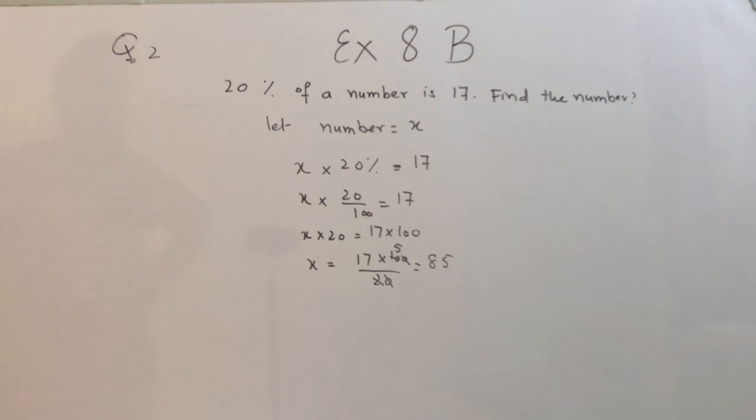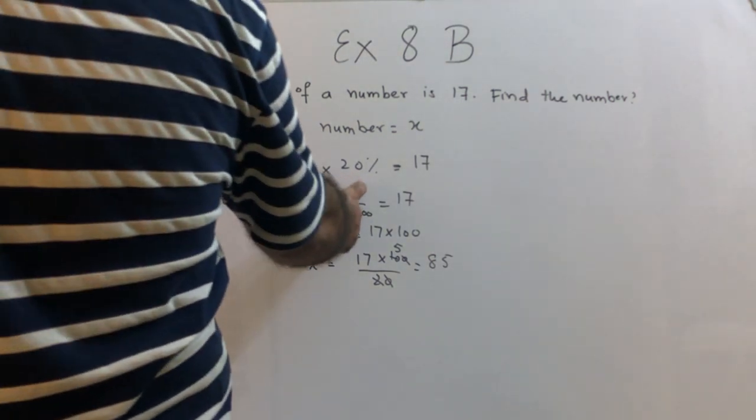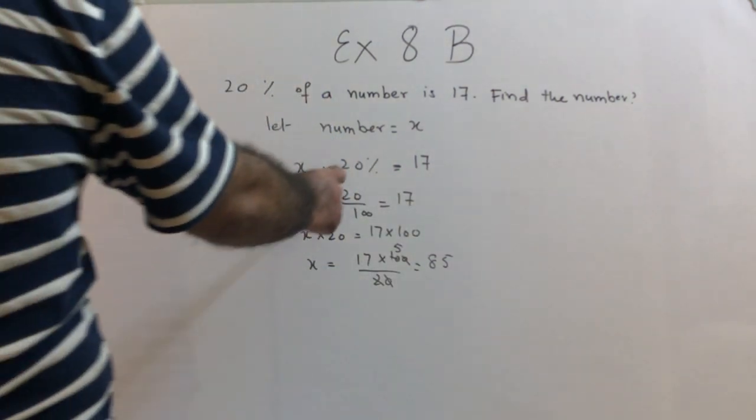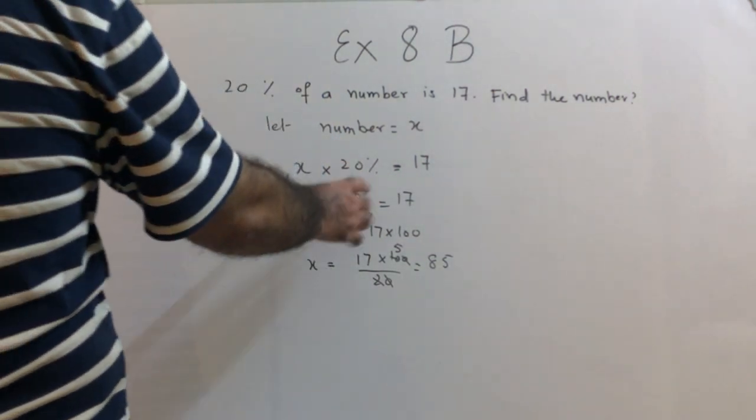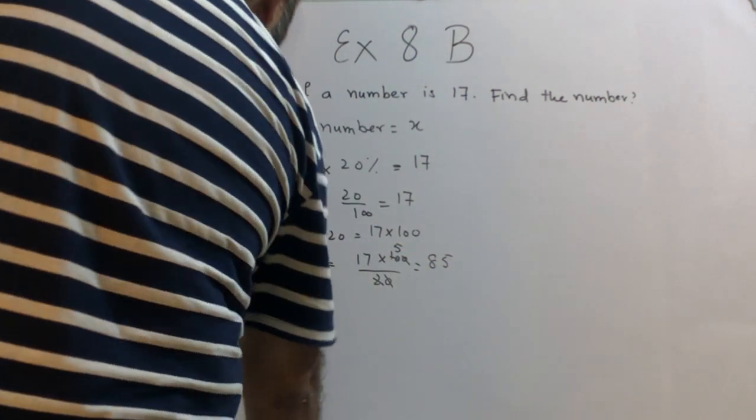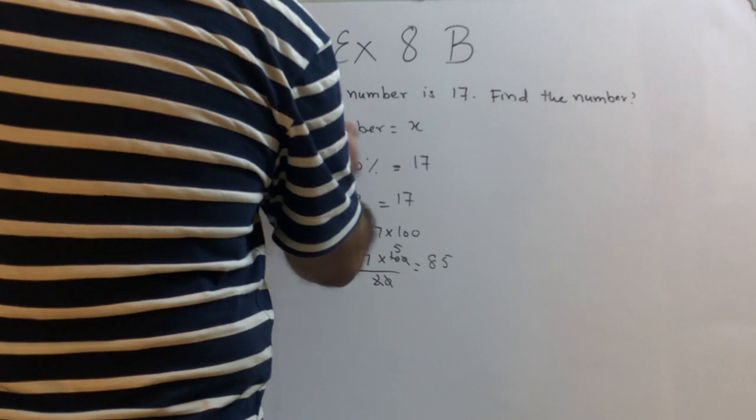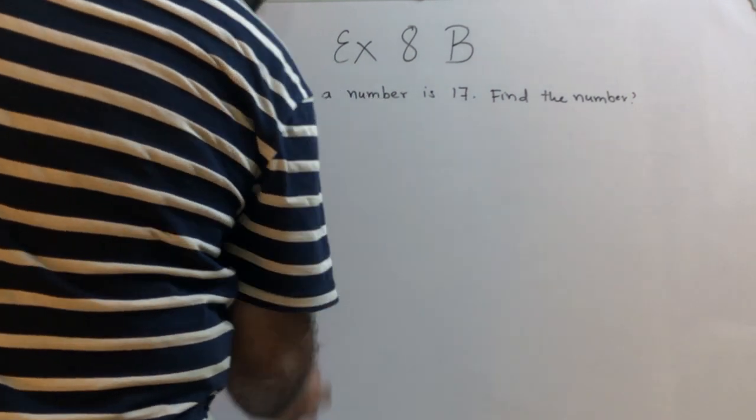This is the same type of question where you need to learn that they are saying 20% of a number is 17. They haven't told us which number. If we take the 20%, we will get 17. Find the number. So we supposed that the number is x. We don't know the number, but we have the information that if we take 20% of that x, we will be getting the answer 17. So we did the same. x multiplied by 20% is equal to 17. Then we know that 20% means 20 over 100. Then we solved this and we got the answer 85. So this was all about question number 2.